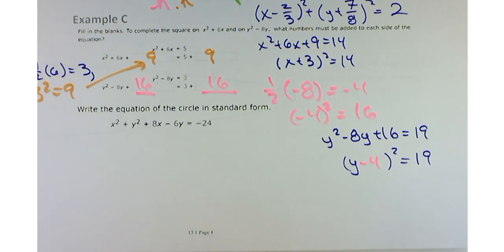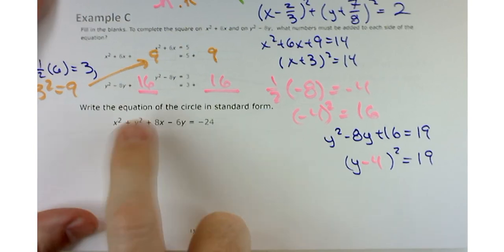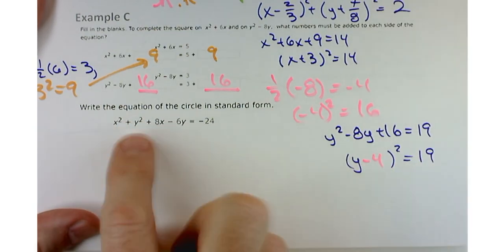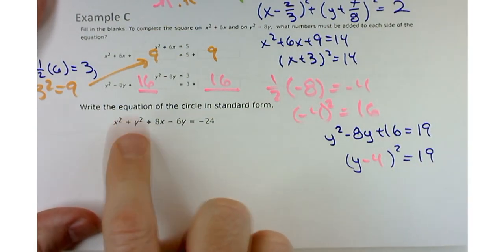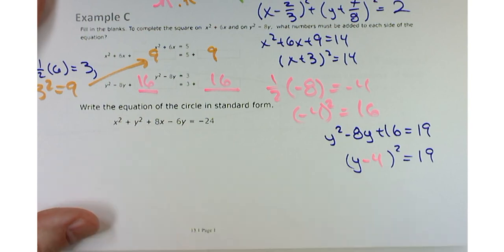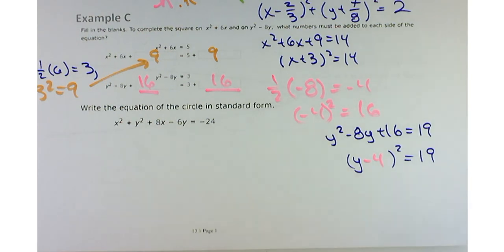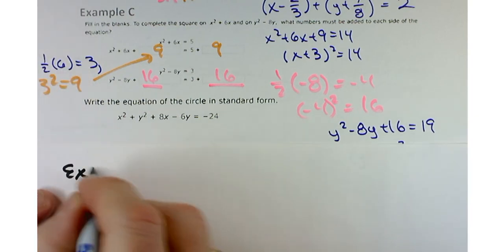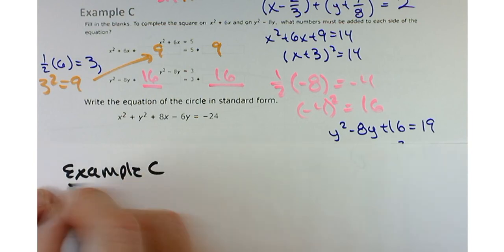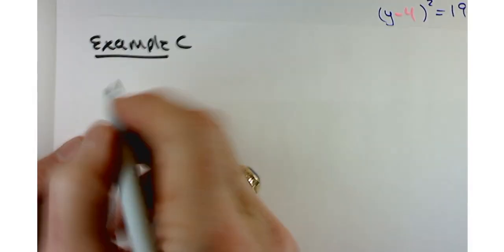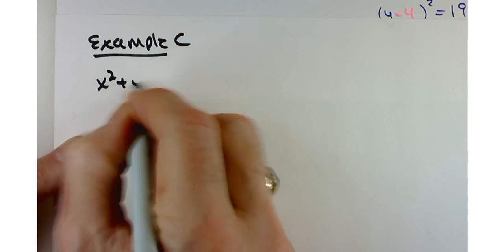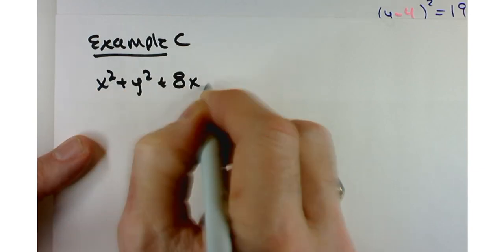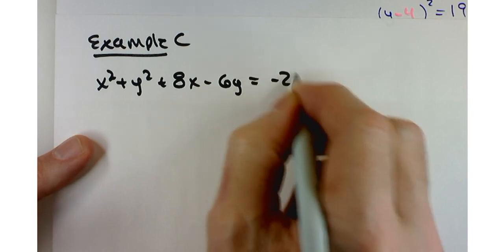Now the reason for the refresher is it's very timely. We're going to need that right here in working with equations of circles in standard form. I can't tell where the center is. I don't know what the radius is. But if I play with this a little bit, I think I can whip it into shape. So let's see, example C. We've got x squared plus y squared plus 8x minus 6y equals negative 24.